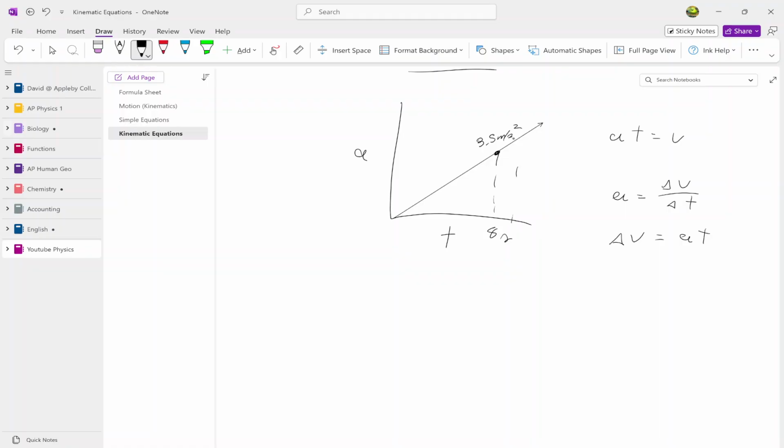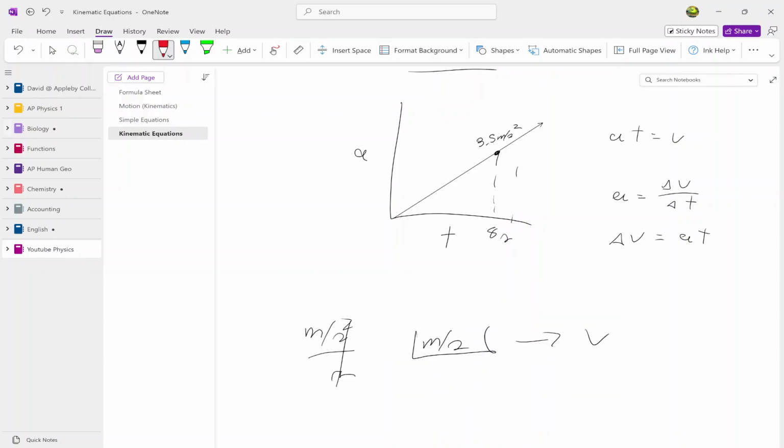Because if you're multiplying by time, that means you're getting rid of the time squared, because it's meters per second squared, and then you cancel one of the seconds, which turns it into meters per second, which is velocity. Okay. So that's just a simple breakdown if you're trying to understand it that way.